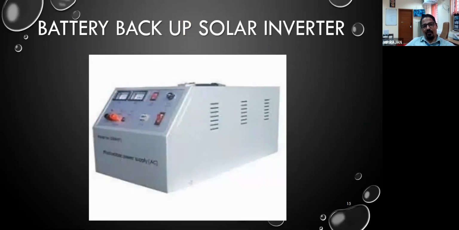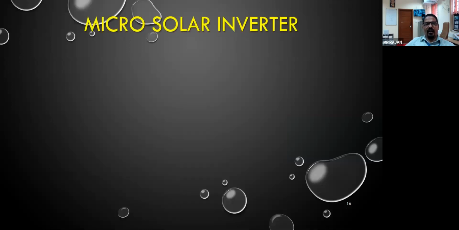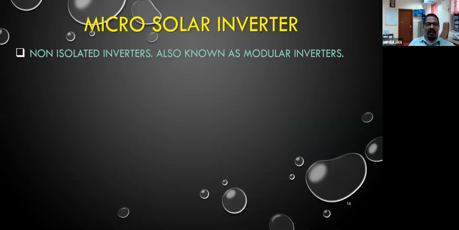In this, the battery is also already inside. Okay. Now the next one is the micro solar inverter, or modular. We can call it a modular inverter. Micro, as the name implies, is very small. In the string inverter, we have seen one inverter connected to each string. Whereas in this system, each module is connected to one small inverter.